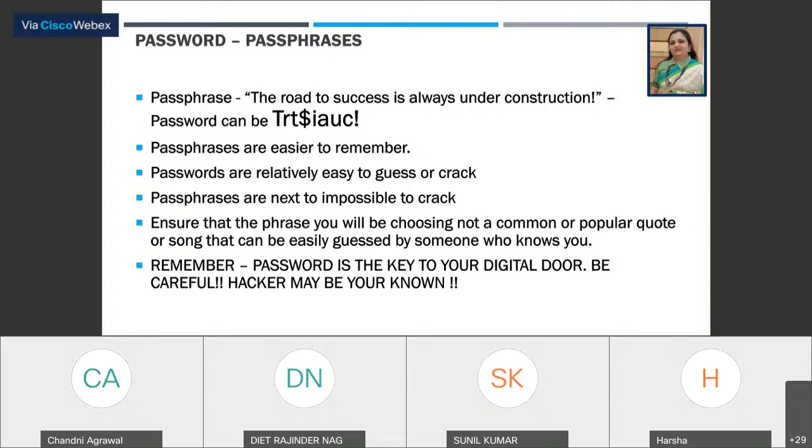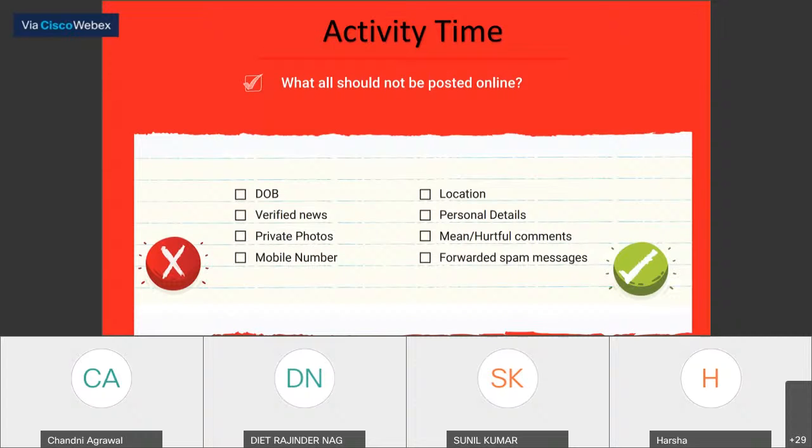Password is the key to your digital door. Be careful, a hacker may be someone you know. In some cases, the hacker was a known person. So I just want to know what should not be posted online. Please write down in the chat window. Instead of it, just tell me what out of these 8 choices we can post online. Write down in the chat window.